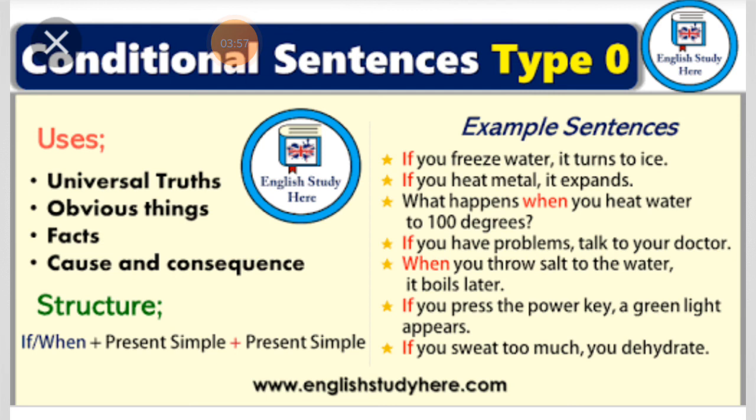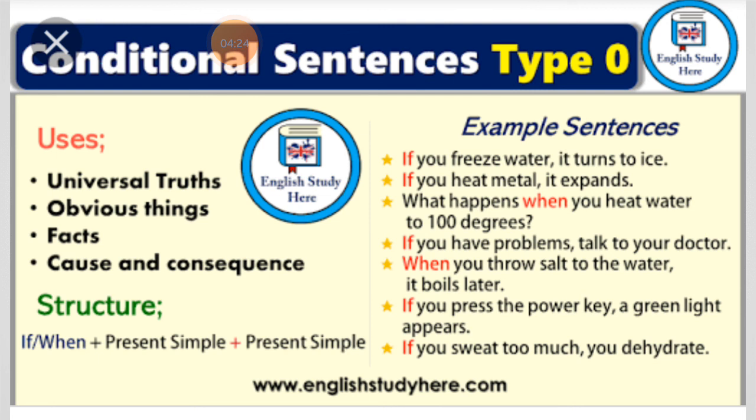Let's start with the conditional type sentences. Here is the first type 0, right? And we use them especially in universal truths, obvious things, facts, causes and consequences. The basic structure is if or when with present simple with present simple. Here the present simple first is the if clause and the present simple is the main clause. Like you can see the examples.